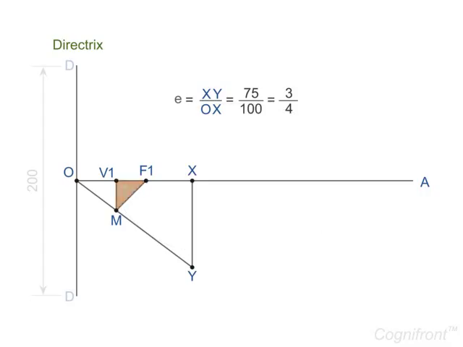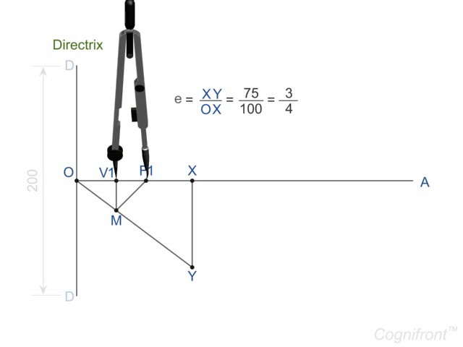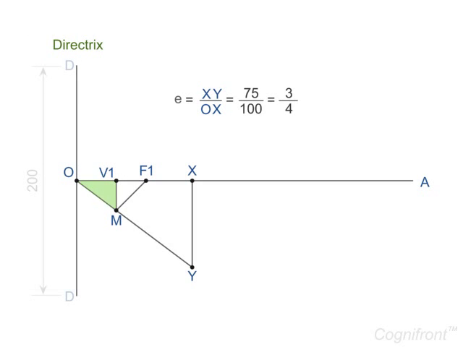Observe that in the triangle MV1F1, MV1 is equal to V1F1, and triangle OV1M is similar to OXY. MV1 by OV1 is equal to XY by OX, which is equal to 3/4. F1V1 by OV1 is equal to 3/4.